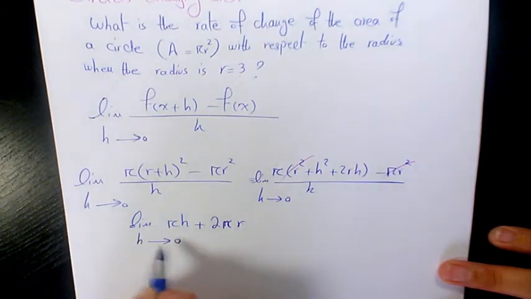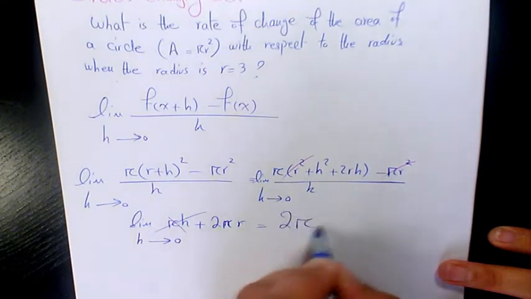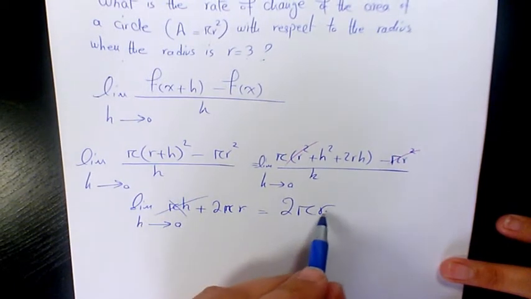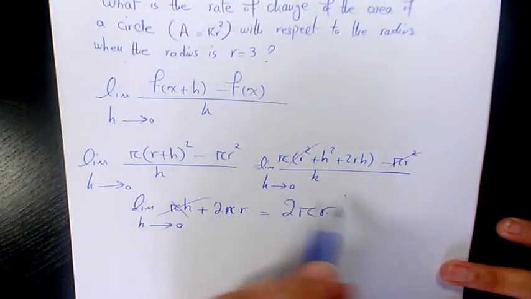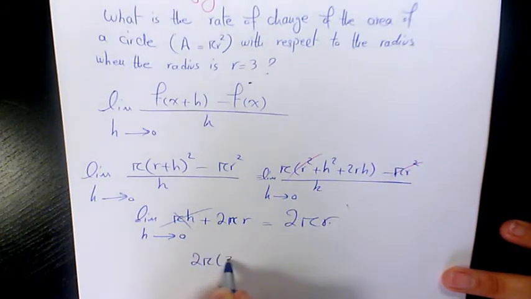And since h is approaching 0, this part is going to be 0, it's going to be just 2 pi r. So 2 pi r is going to be the rate of change function. We need to find it when r is 3. So it's going to be 2 pi times 3. It's going to be 6 pi. That's the rate of change.